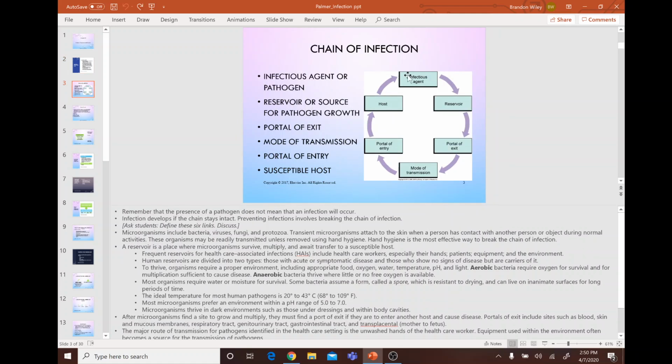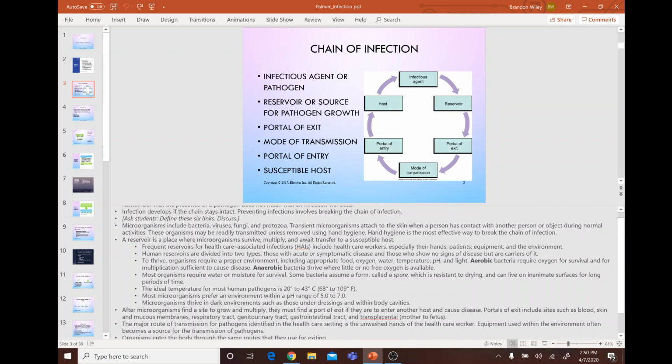All right, so the chain of infection goes: tell me the chain of infection. Infectious agent to reservoir to portal of exit to mode of transmission to portal of entry to host and then back again. So what do you think would be some frequent reservoirs for healthcare associated infections?